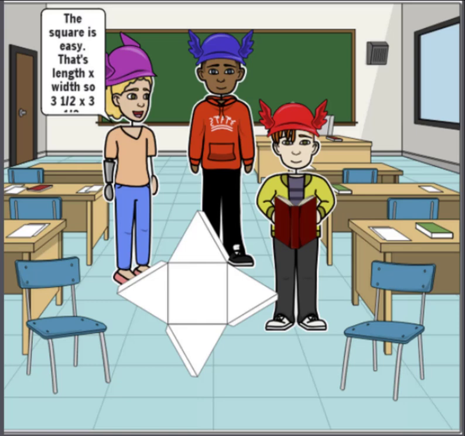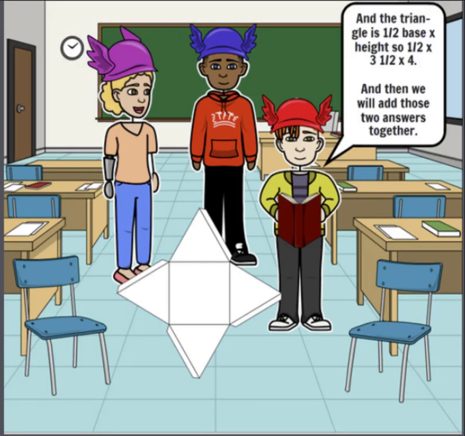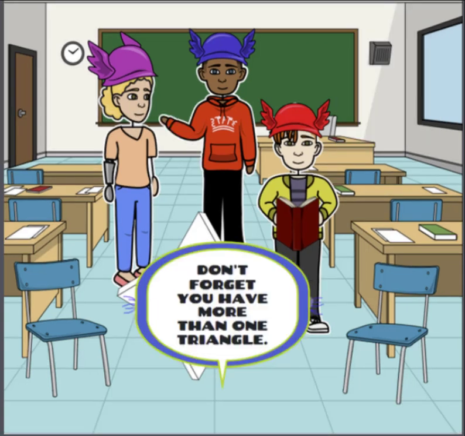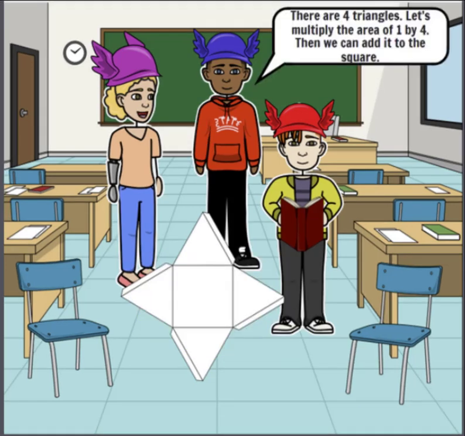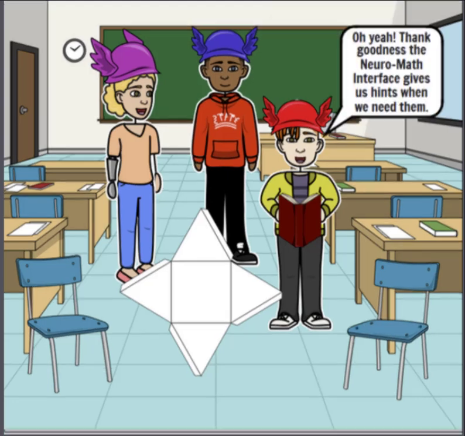The square is easy. That's length times width, so 3½ times 3½. And the triangle is half base times height, so half times 3½ times 4. And then we add those two answers together. Don't forget you have more than one triangle. There are 4 triangles. Let's multiply the area of 1 by 4. Then we can add it to the square. Oh yeah. Thank goodness the NeuroMath interface gives us hints when we need them.